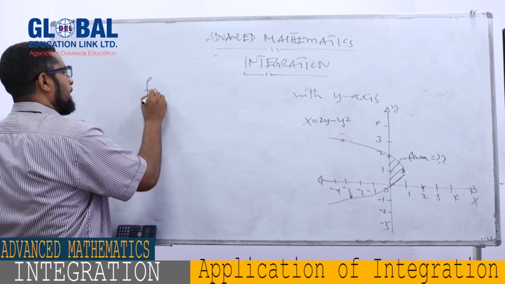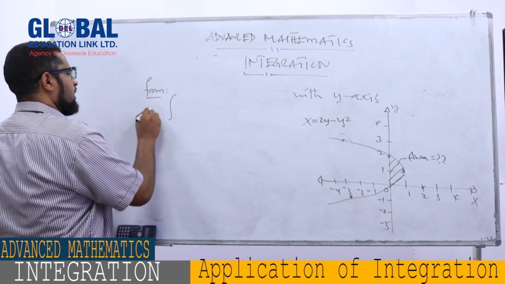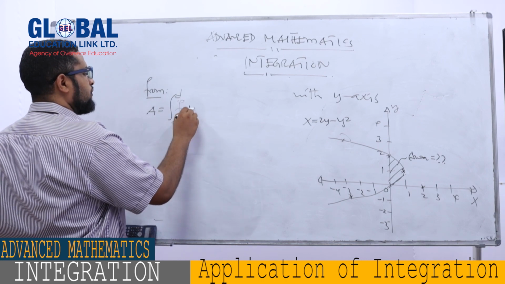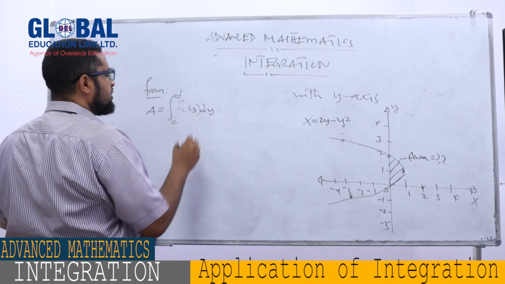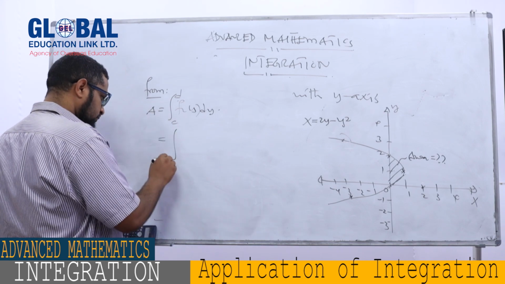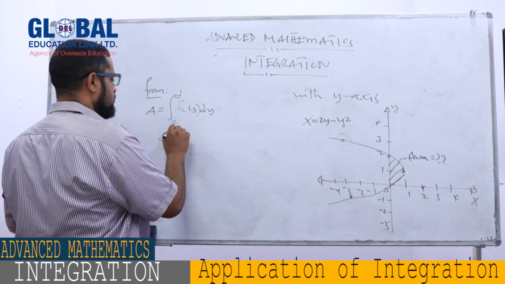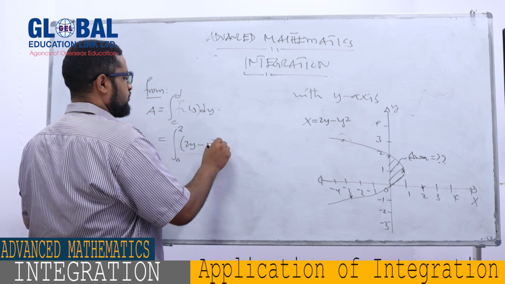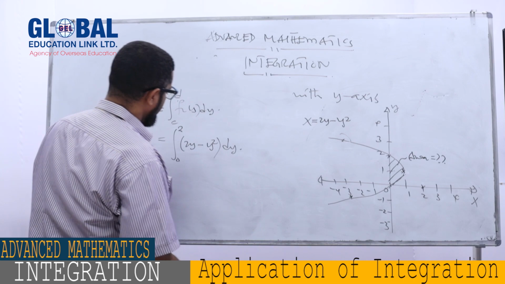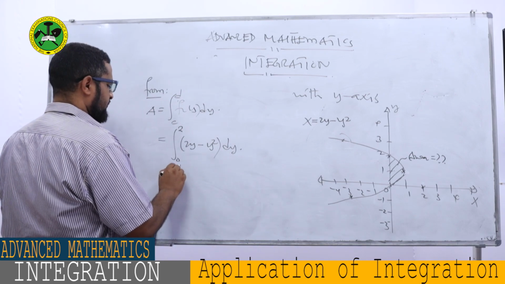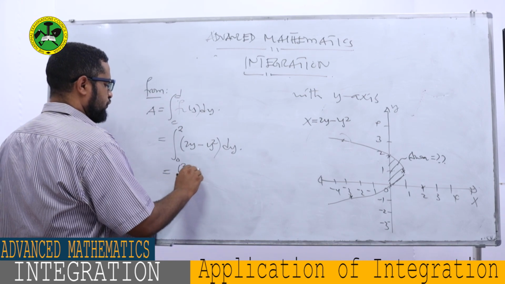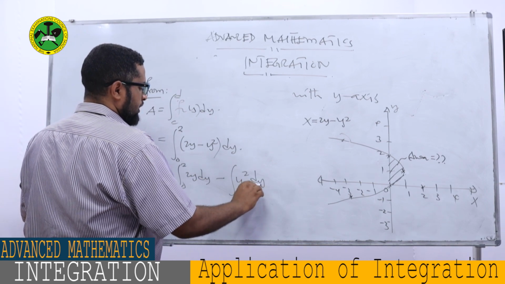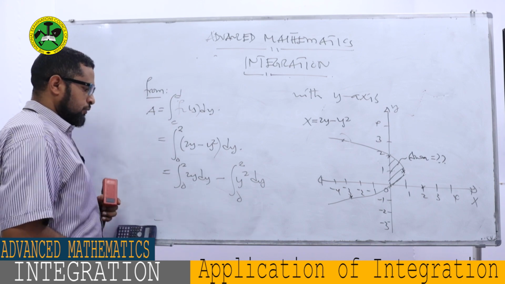So we say the area is equal to the integral from c to d of f of y dy. From 0 up to 2 of the function 2y minus y square dy. Again, integrating 0 to 2 of 2y dy minus the integral of y square dy from 0 to 2.